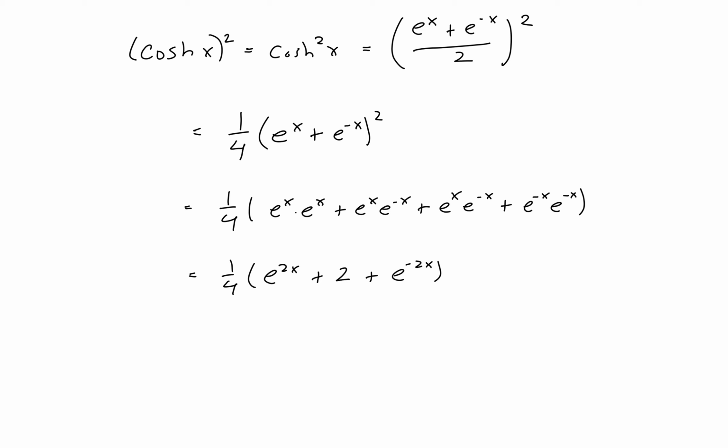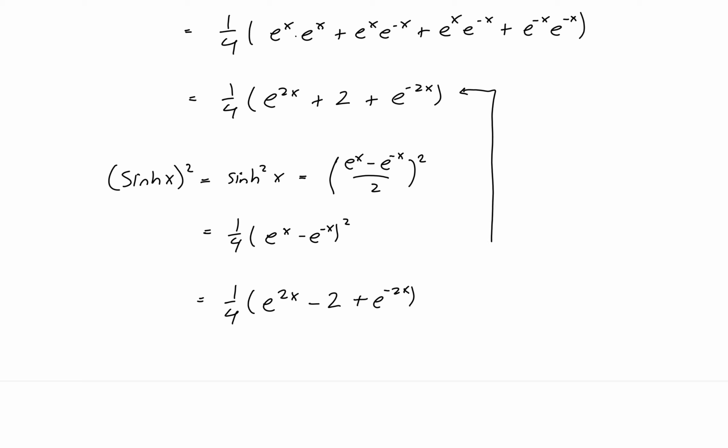And similarly, we can do the same thing with hyperbolic sine. And so this is the same computation here. And then if we just go through and do the same computation, we're going to get this. Now notice if we look at these two things, there are a lot of the same terms in there. So we have an e to the 2x and an e to the minus 2x in both of them.